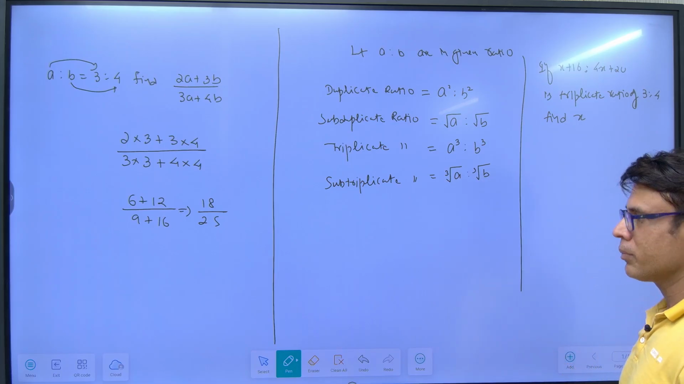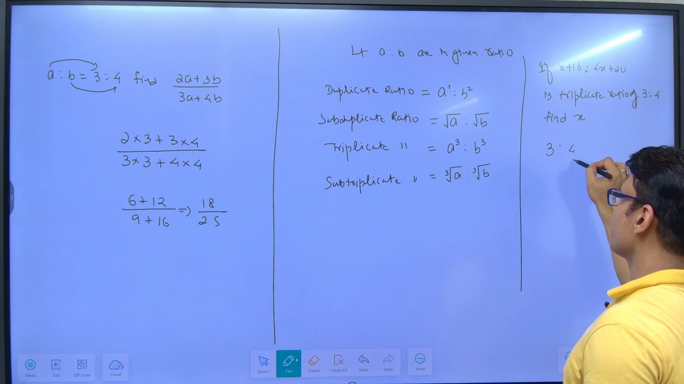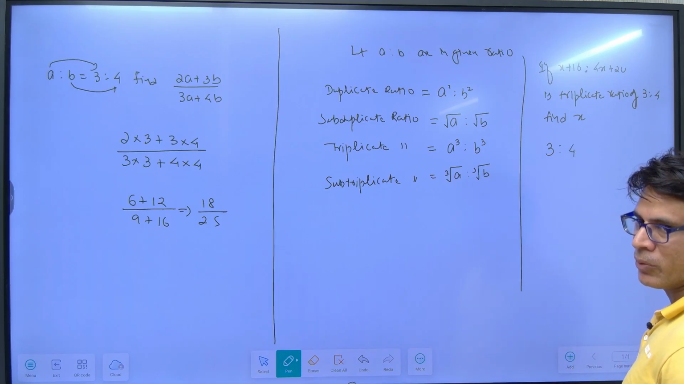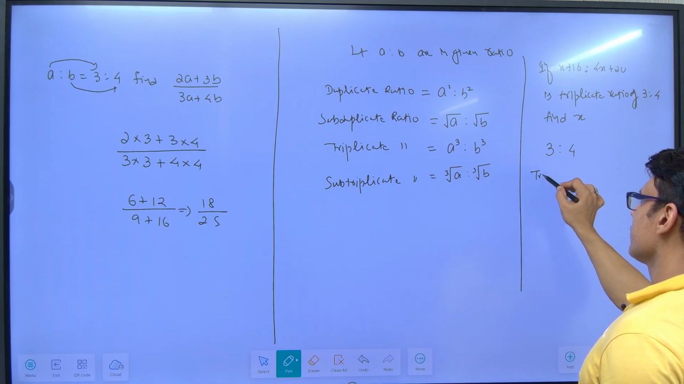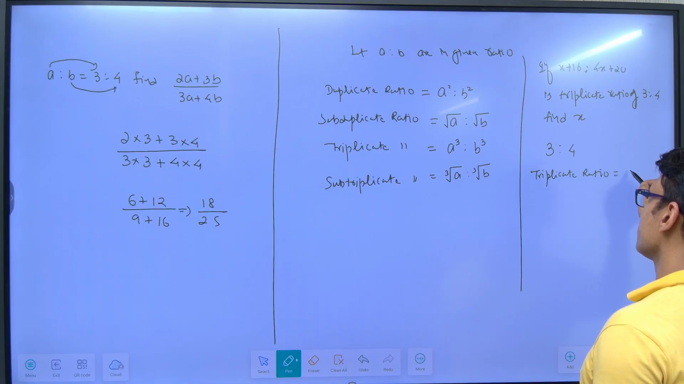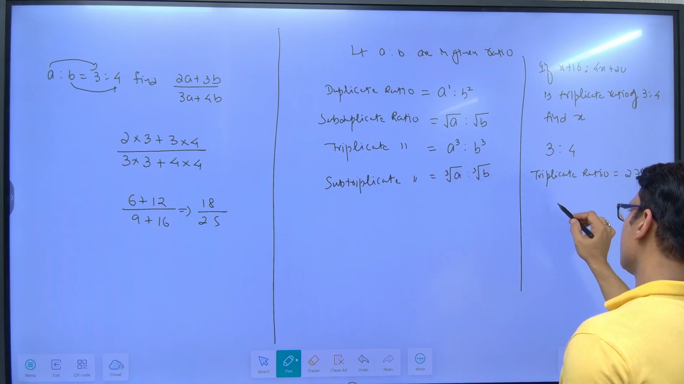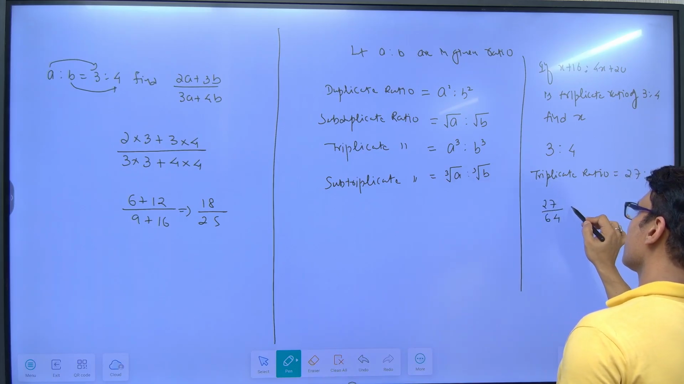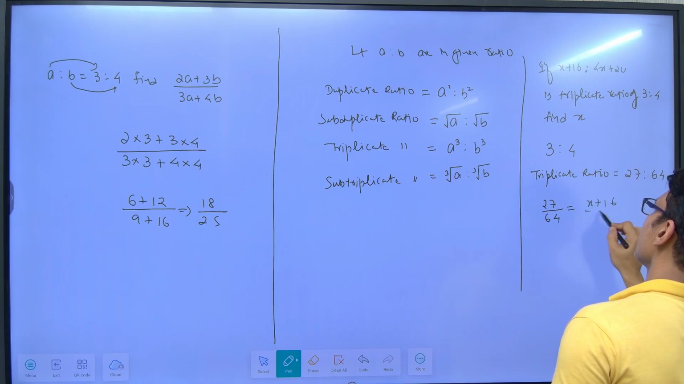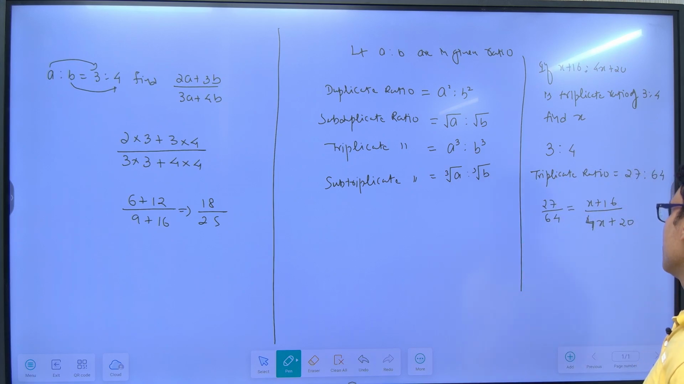Right? मतलब ये जो है इसका ट्रिप्लीकेट रेशियो दिया है। देखो अगर नंबर है 3:4, उसका ट्रिप्लीकेट रेशियो विल बी व्हाट? 27:64. The 27:64 is also given as x plus 16 upon 4x plus 20 or not? ट्रिप्लीकेट रेशियो दिया हुआ है, तो ट्रिप्लीकेट रेशियो ऑफ 3:4 is basically 27:64, which is equal to this.